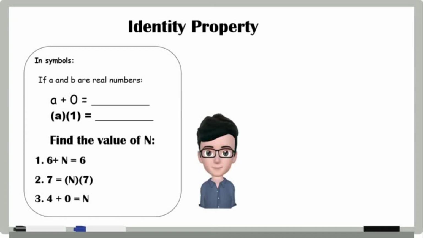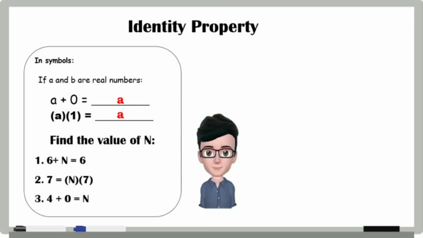If A and B are real numbers, then A plus 0 equals A. A times 1 equals A. Okay, that is good. That's why it is called identity property, because adding 0 or multiplying by 1 will not change the identity of the given number. The answer will be the number itself.